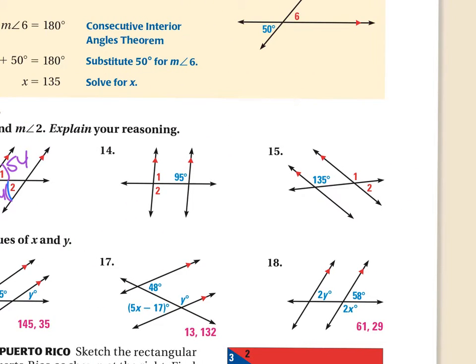14, 95 and 2 would be alternate interior, which would be the same, and then 1 and 2, or 1 and 95 would be supplementary, so that'd be 85. 15, 135 and 1 would be corresponding. 1 and 2 would be a linear pair, so this would be 45.